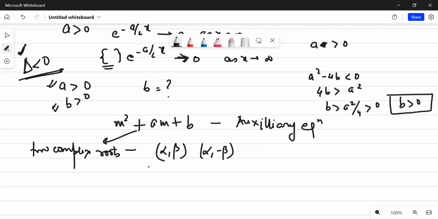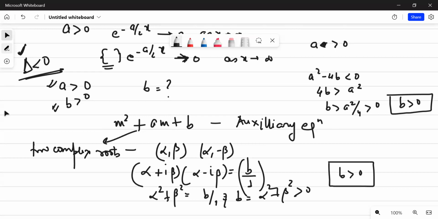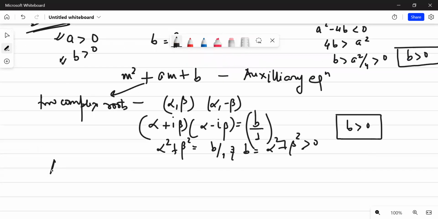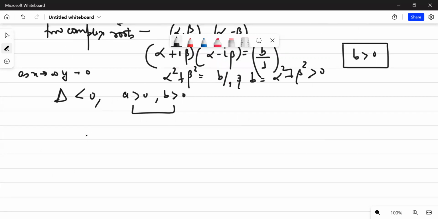Now go back to your standard 11th. The product of roots gives you c by a, which incidentally happens to be b by 1. And the product of roots will come out as alpha square plus beta square. That implies b is equal to alpha square plus beta square, which is greater than 0. So b has to be greater than 0. In any case, for del less than 0 also, we are arriving at a solution that as x tends to infinity, your y would tend to 0 only if a is greater than 0 and b is greater than 0. Is that clear? So in all the cases, we have arrived that a should be greater than 0, b should be greater than 0.